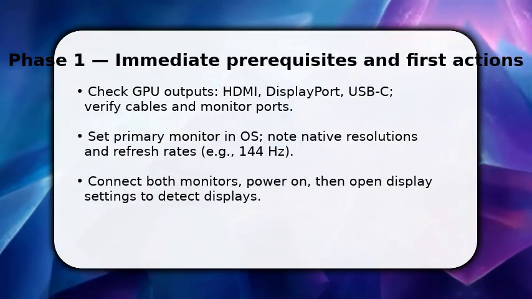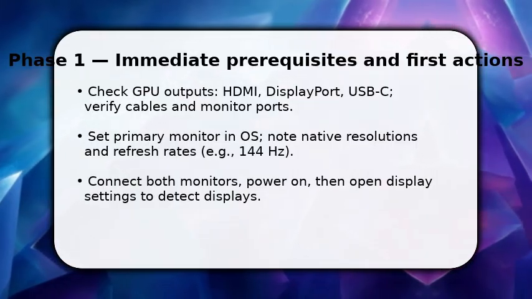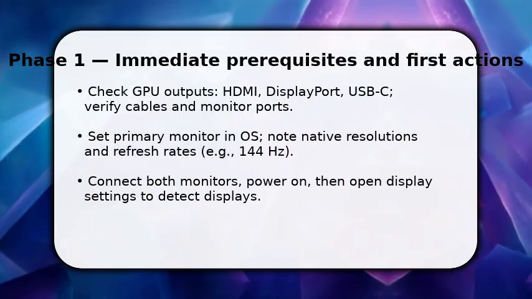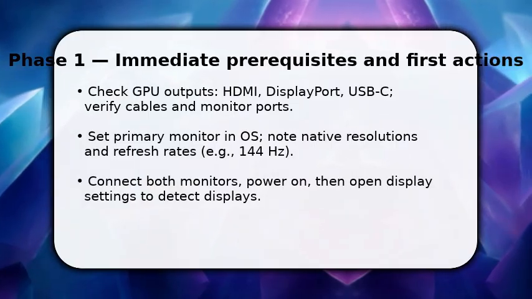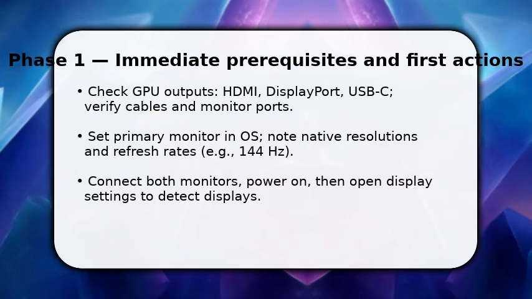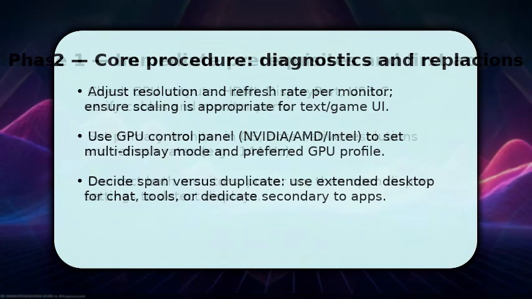You select which screen will be primary for games and note each monitor's native resolution and refresh rate so settings match. Do this now rather than later. Mismatched rates cause stutter. Once detected, open Display Settings and arrange the monitors to mirror your physical layout before proceeding to game configuration. You now configure both screens in detail.